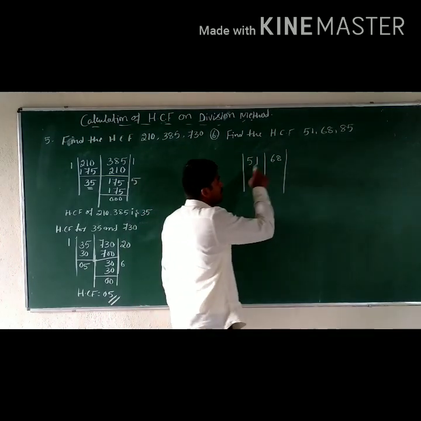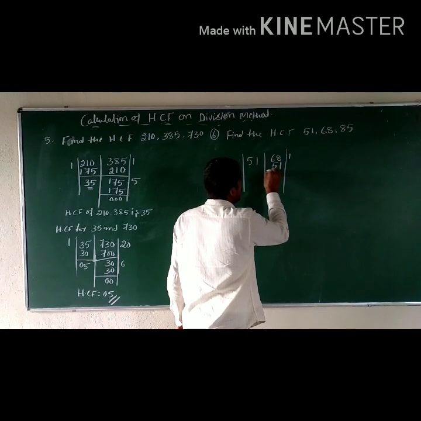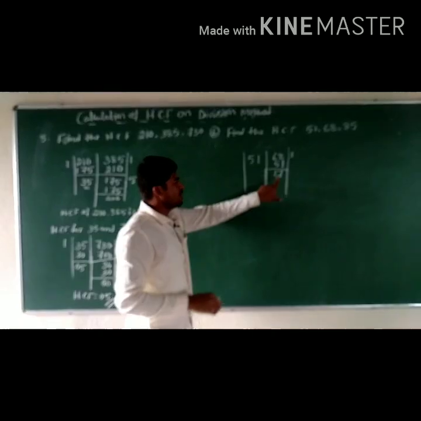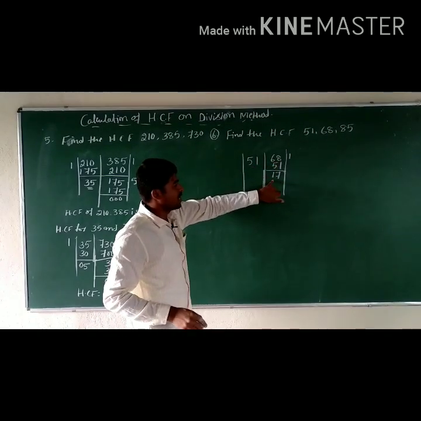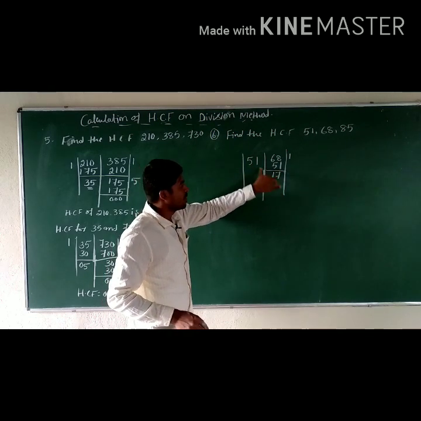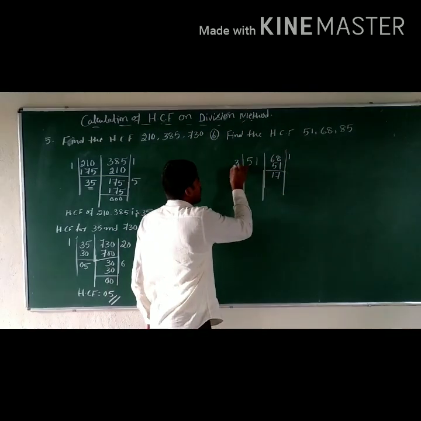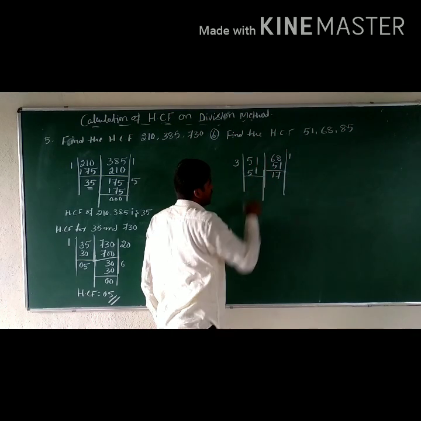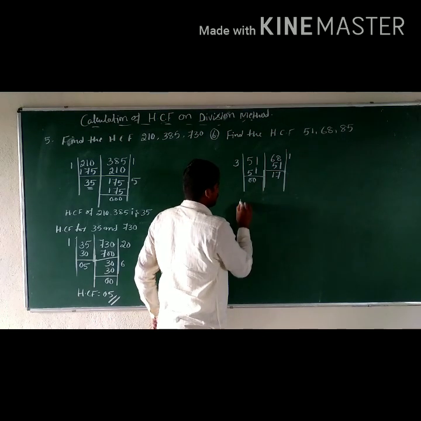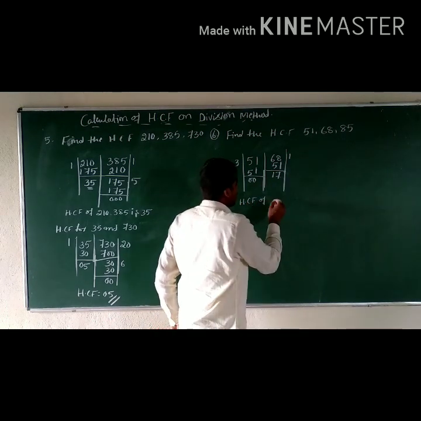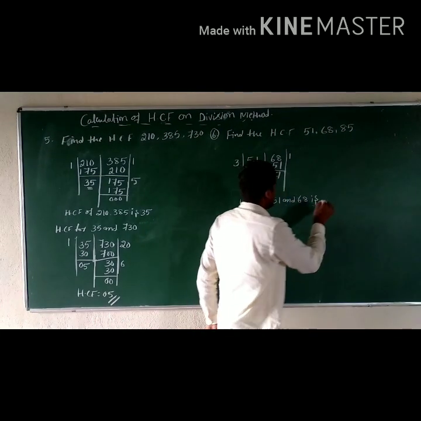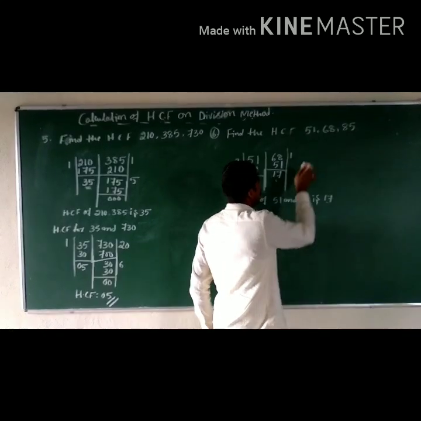That's why we divide with 51. 51 ones are 51. What do we get? 17, the balancing figure. Now 51 and 17. 17 is the lowest value and 51 is the highest value. We divide 51 with the help of 17. 17 3s are 51. What do we get? 0. Now the HCF of 51 and 68 is 17.